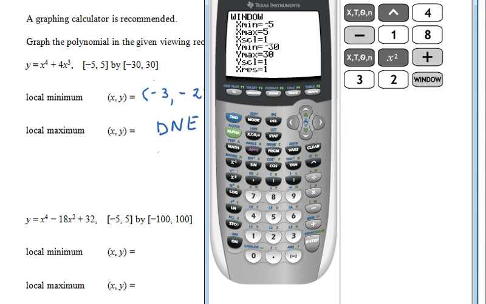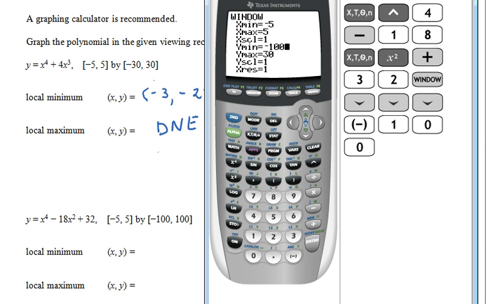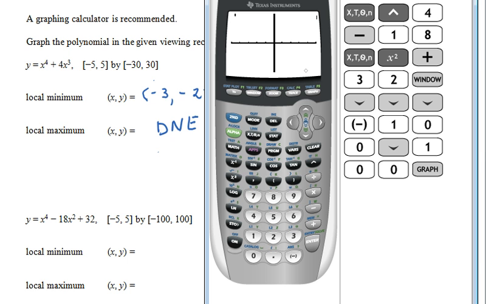Go to the window screen. We already have the correct boundaries on our x min and x max, but our y min is to be -100 and our y max 100. So now we're ready to press graph and see the graph.